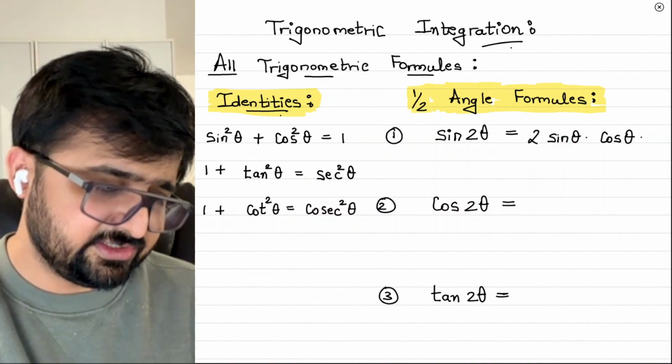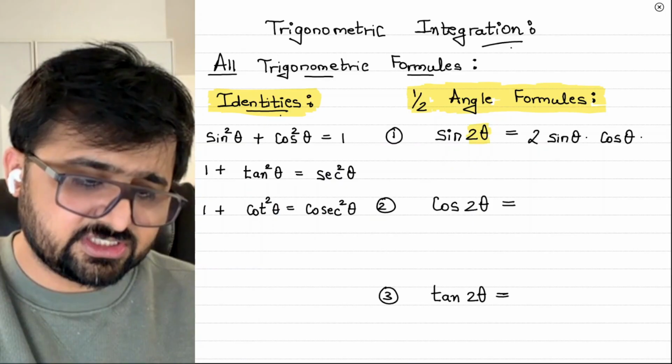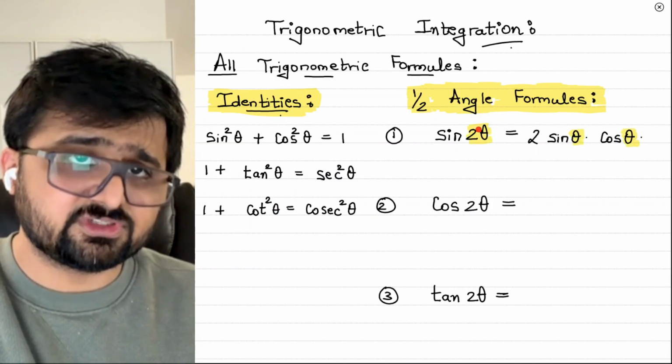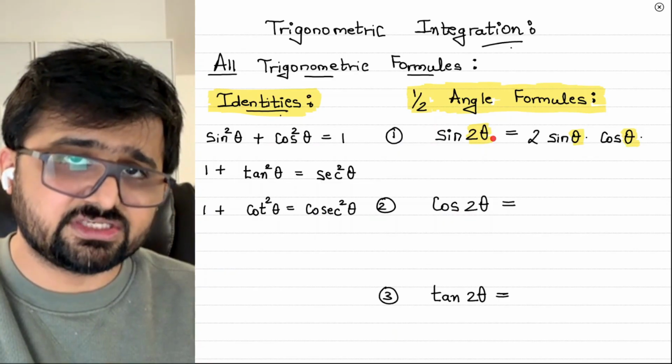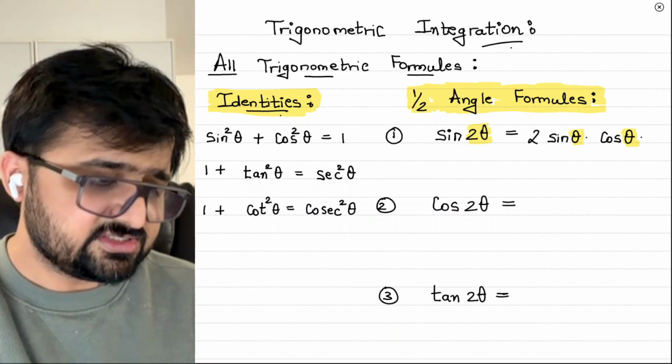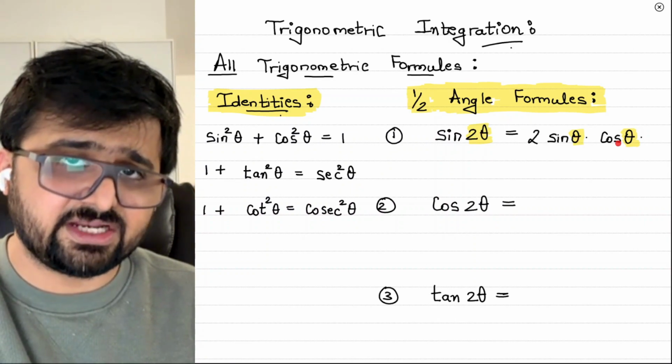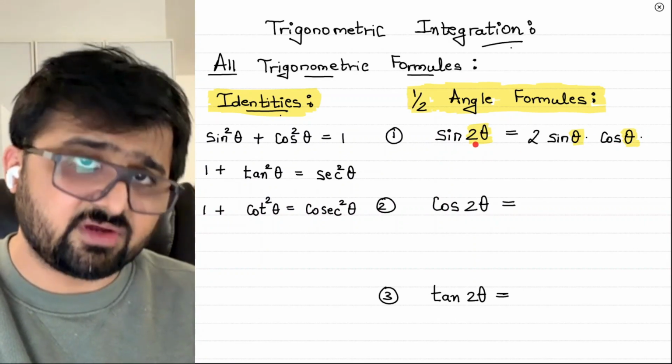Note that the angle here becomes half, so that 2 theta becomes theta. You can also extend this idea. If it was 4 theta here, this would have become 2 theta on the right hand side. So this is a general formula. Whatever the angle here, it will become half on the right hand side. Okay, that's one formula for sine 2 theta.